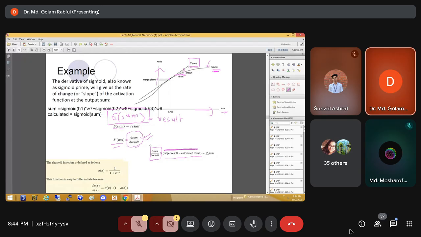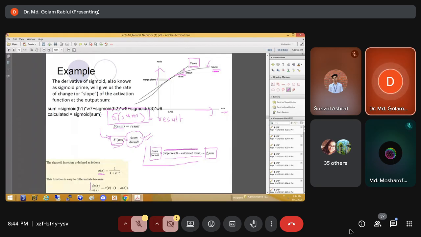So usually we call this delta sum, or delta output sum, the rate of change of our output sum. Now we can see one thing is very interesting here: the derivative of the sigmoid of the sum. Sigmoid is what? This is the sigmoid, 1 by 1 plus e to the power minus x.